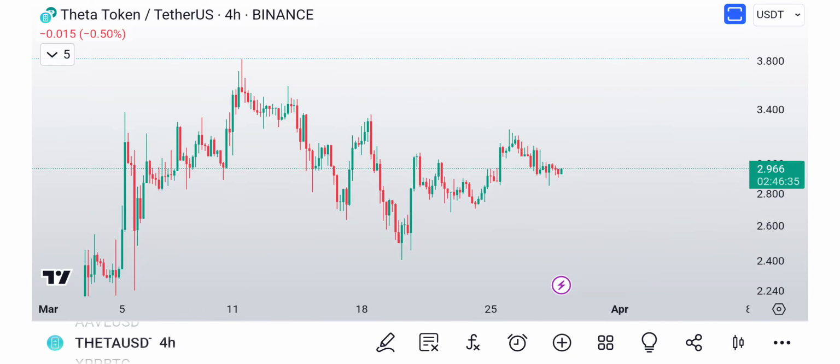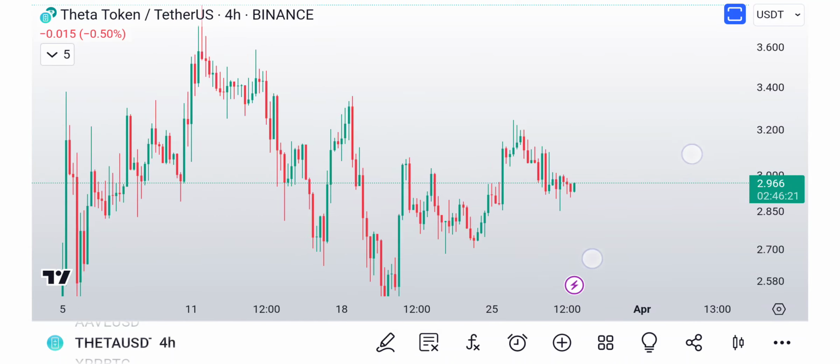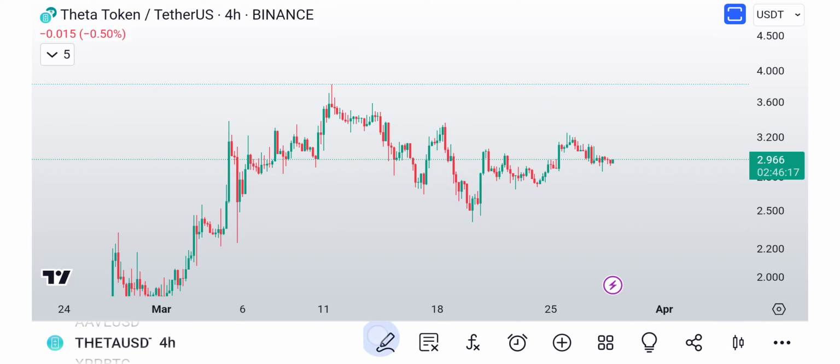Today is a Theta video, so it's going to be a good one. Let's see what is going on with Theta. Right now, the price is at about $3, $2.96. We are starting to level out here on the 4-hour chart. So basically, a little review here.